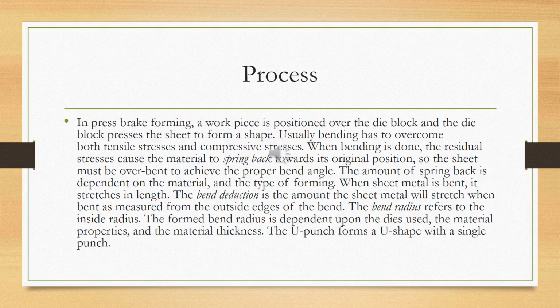The bend reduction is the amount the sheet metal will stretch when bent, as measured from the outside edge of the bend. The bend radius refers to the inside radius. The formed bend radius is dependent upon the dies used, the material properties, and the material thickness. The U-punch forms a U-shape with a single punch.